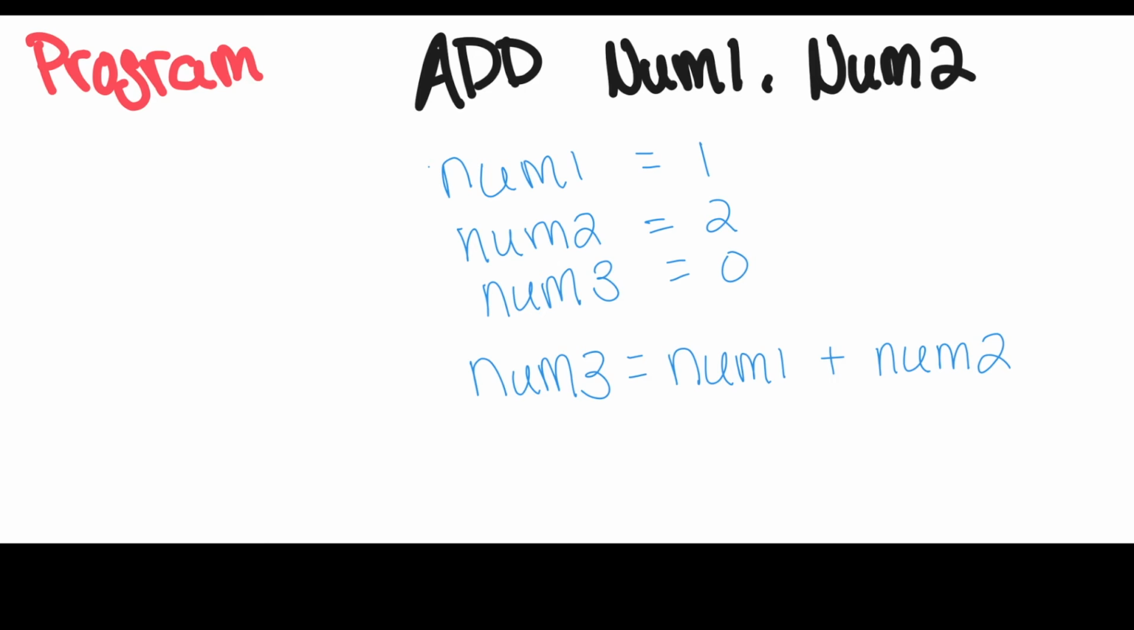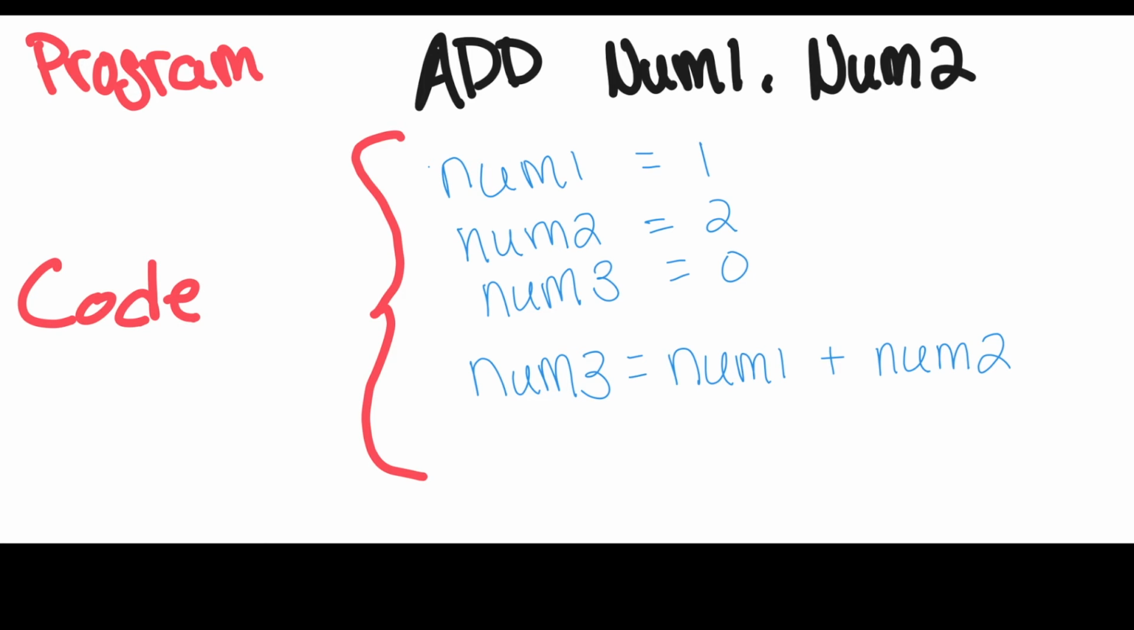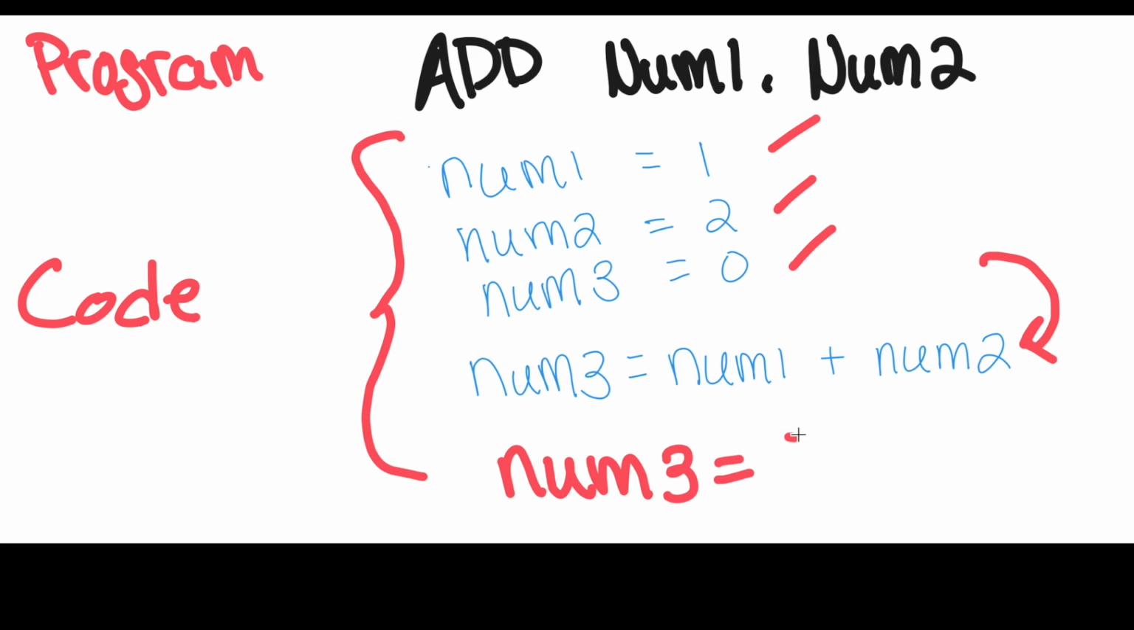So this is code right here. This part is code. It's executable instructions in a sequence. So first it would declare num1 as having the value of 1. It's going to declare num2 as having the value of 2, and it's going to declare num3 as the value of 0. Then it's going to jump to this one, and it's going to declare the variable num3 as num1 adding num2, which would give num3 a value of 3. So that's all a program is.